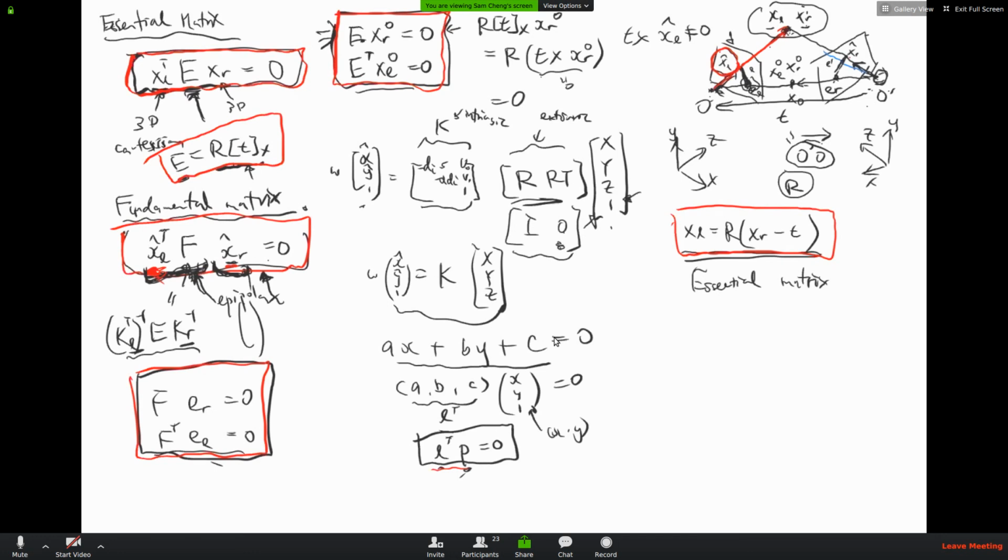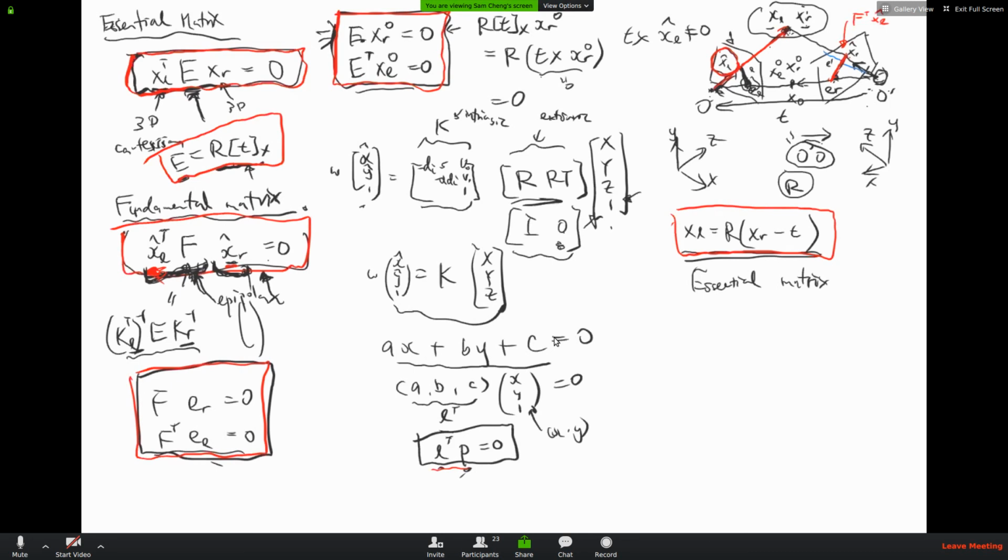Now I want to know, on the other screen here, where is my point? I want to find the epipolar line on the other screen. The epipolar line here is just equal to XL hat transpose. Actually, it's just equal to F transpose times XL hat.